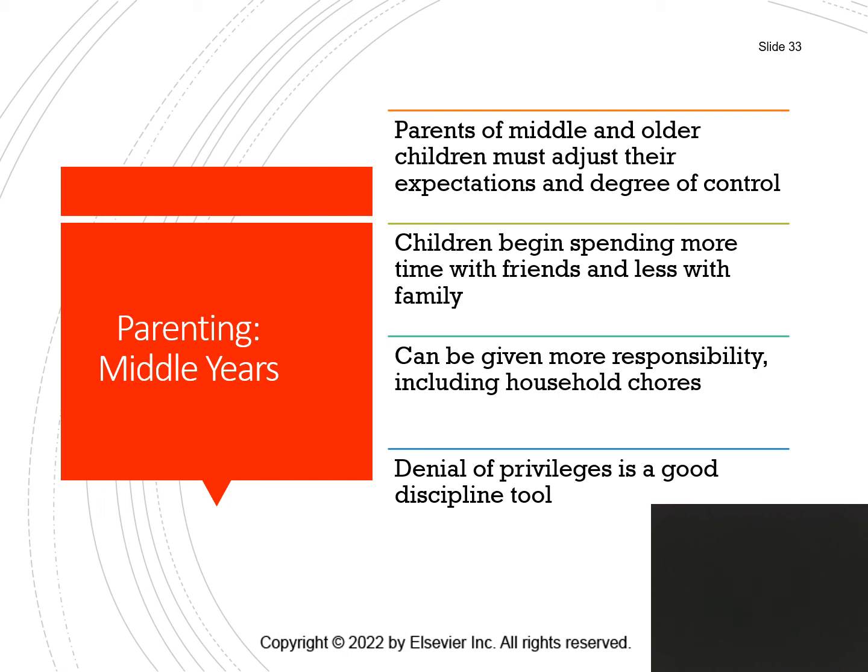Denial of privileges can be a better tool, as a timeout is no longer going to be effective for the middle and older children. Because of the importance of friends and social events, restricting activities can be an effective technique. Psychologists have identified 3 parenting styles: permissive, authoritarian, and authoritative. The authoritative parent is often considered the ideal style. The reality is that most parents do not use only one style. Two parents in the family may use different styles, and styles can change with additional children as parents mature.